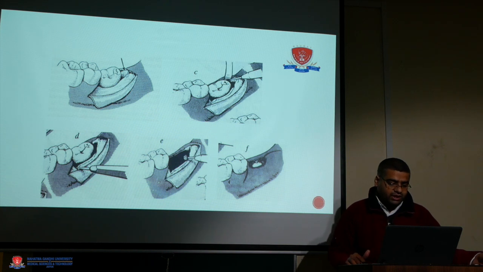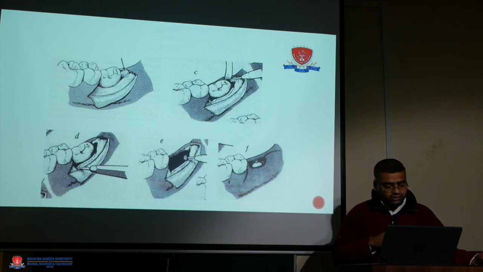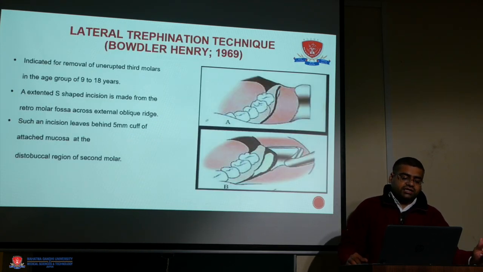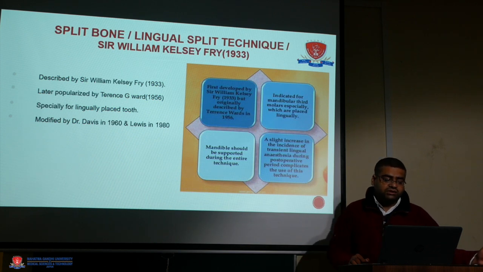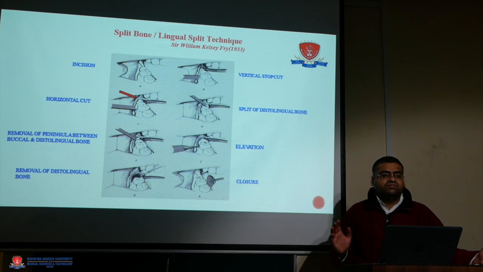These are the diagrams. Here we can see in diagram A that exposure is done, in B guttering has been done. Then in C you can see that the elevator is put, then guttering, then closure. Then there is the lateral decortication technique. Bodler gave this technique in 1968, indicated for removal of unerupted third molar, and an S-shaped incision is given. Then attached mucosa and the distobuccal region of the second molar has to be removed. Then the split bone or lingual split technique was given by Sir William Kelsey Fry in 1933. These are the different techniques.